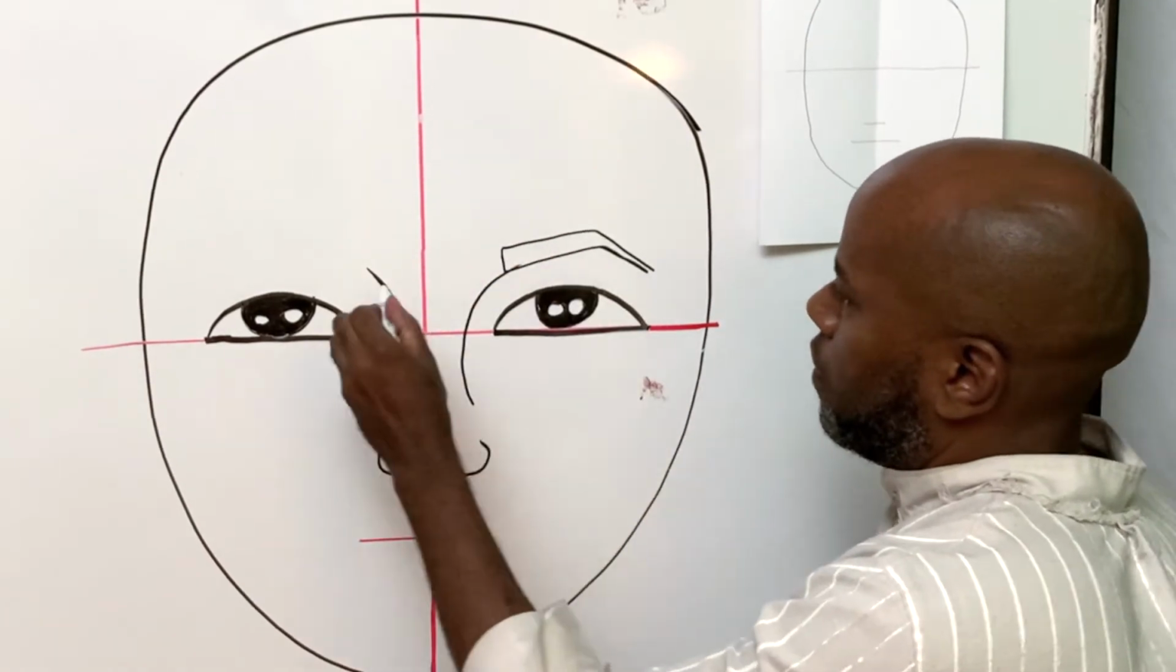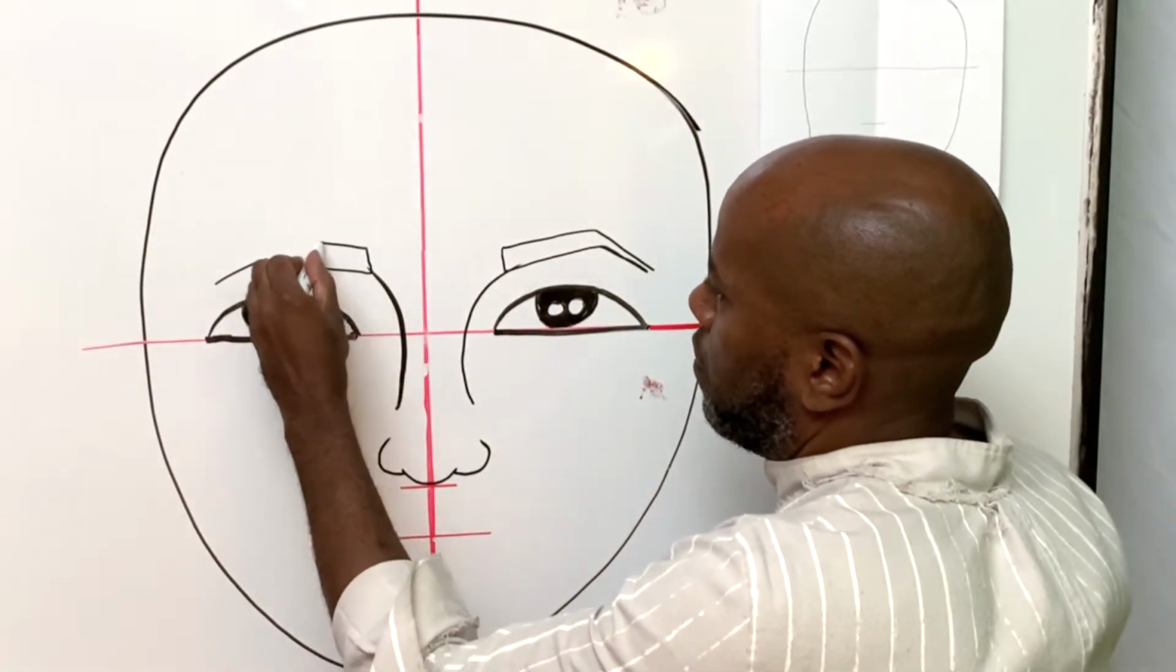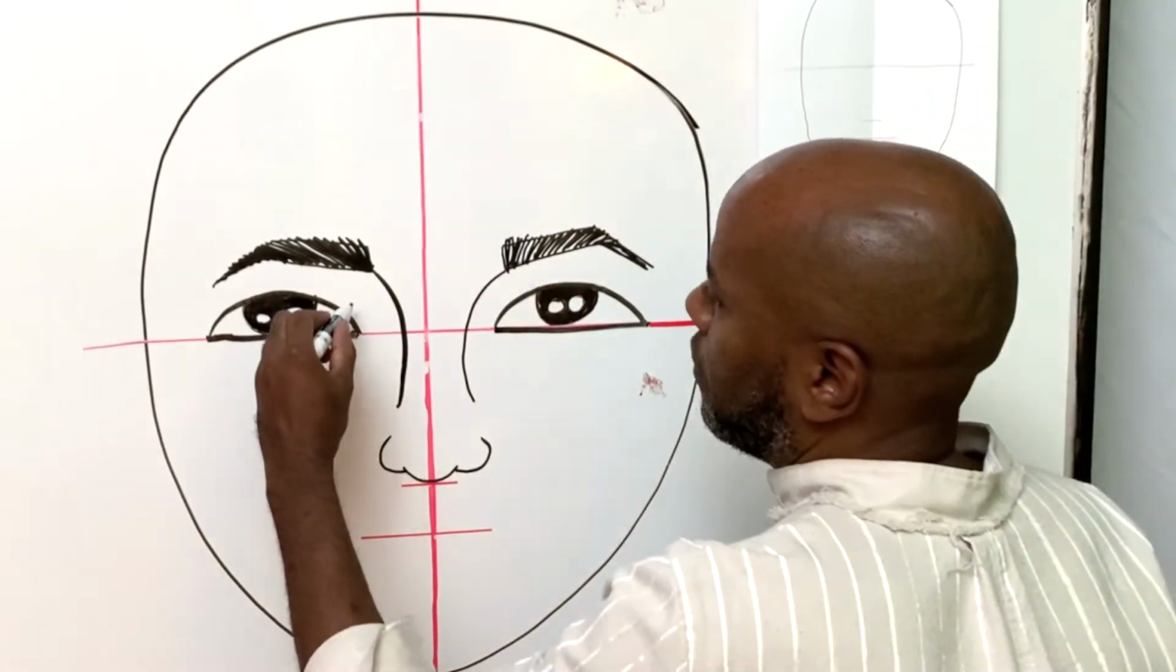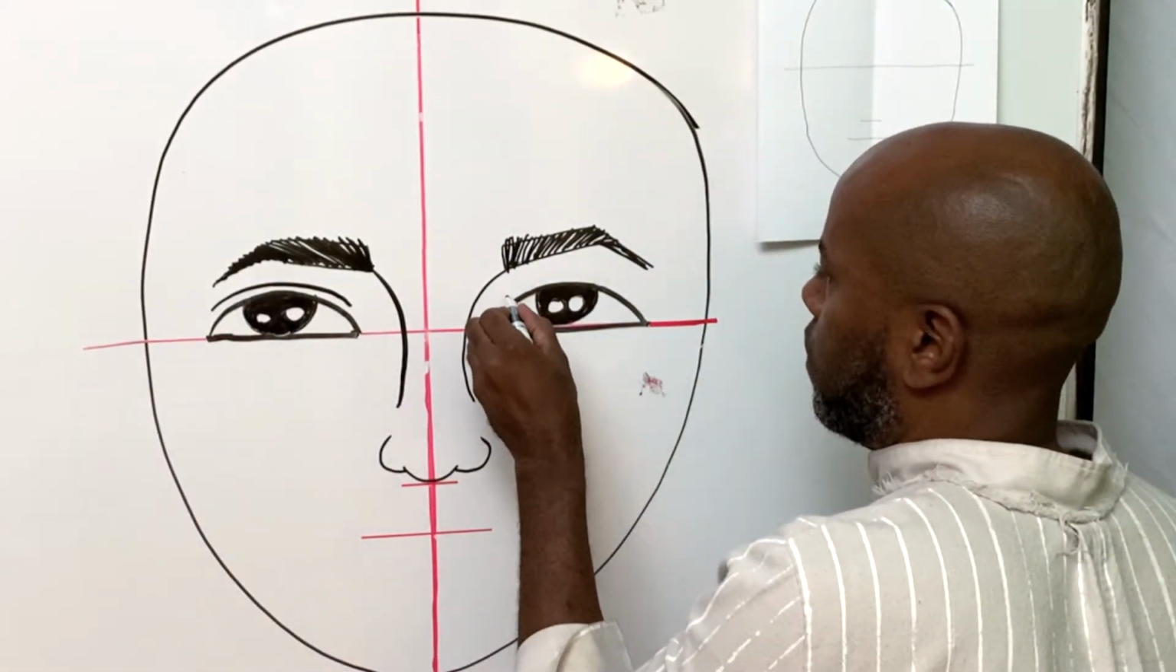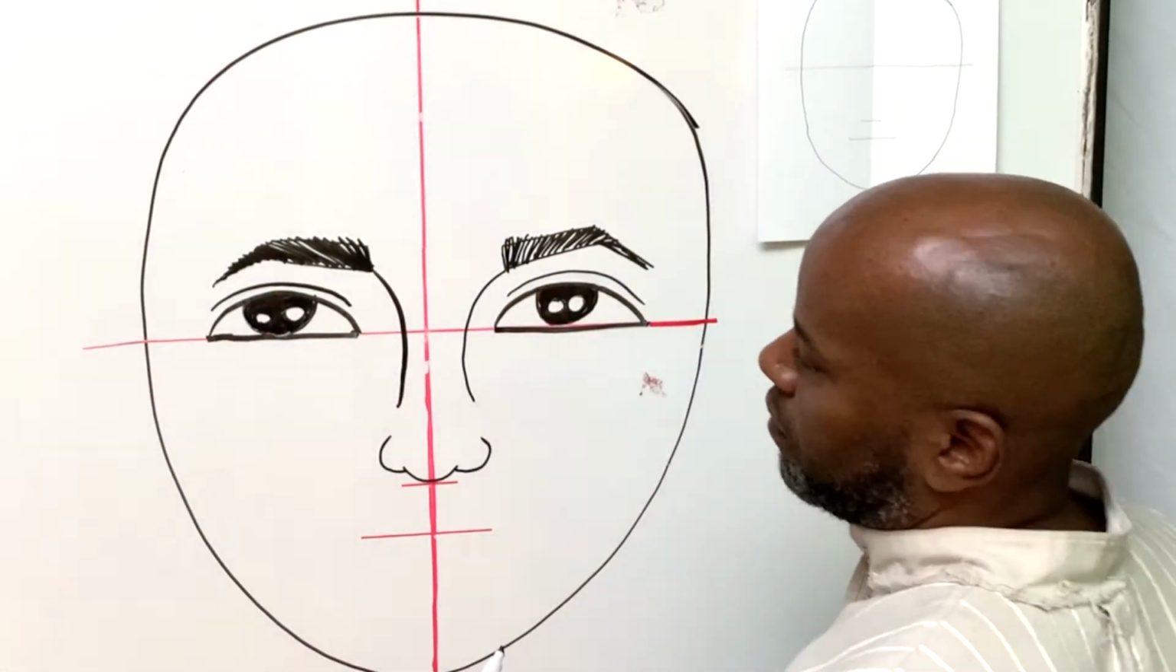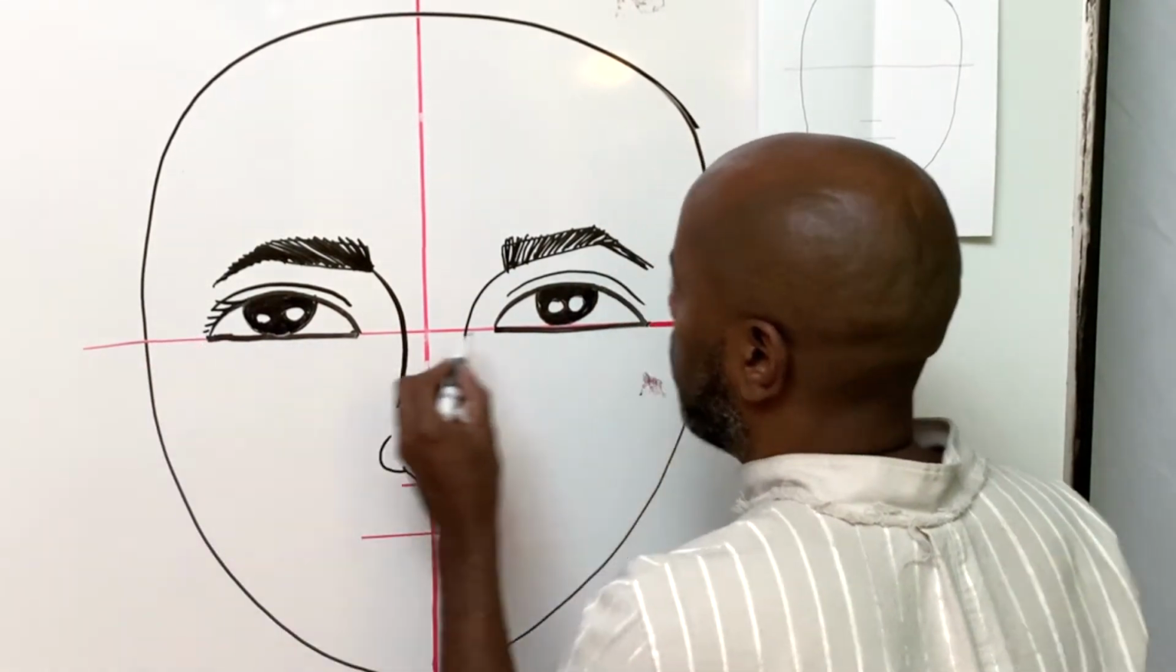One of the physical traits I want in my portrait is for this person to have thick, arched eyebrows. I'm going to add a little bit more details to my eyes by adding some eyelids and some eyelashes.